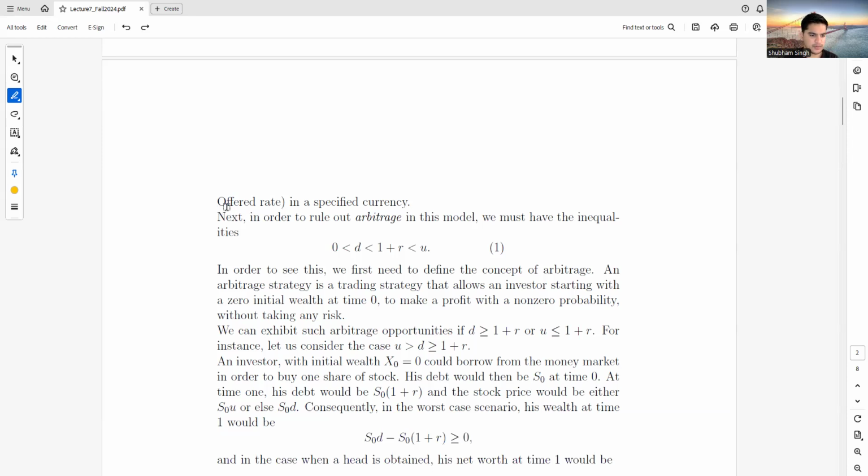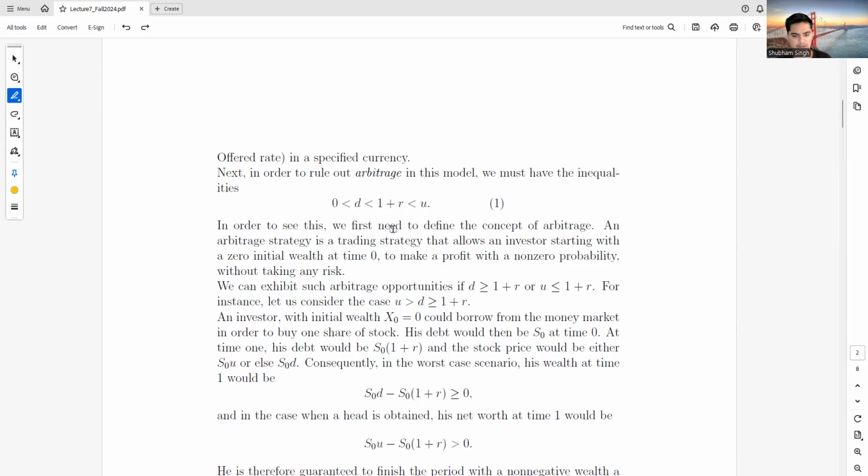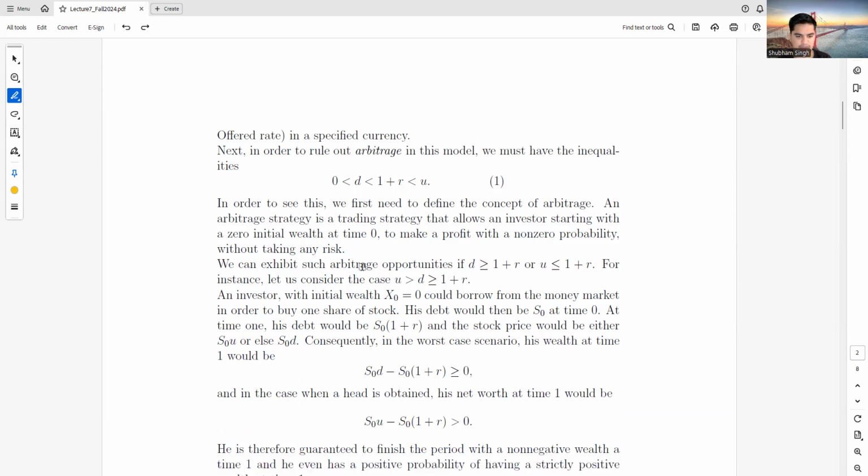Next, in order to rule out arbitrage in the model, we would have the following inequalities. We have this relation where your interest rate needs to be between your up rate and down rate. Why? Because otherwise it would give you an opportunity to arbitrage, right? So, like we discussed earlier, going back to the whiteboard, let's see how this is an opportunity for arbitrage.